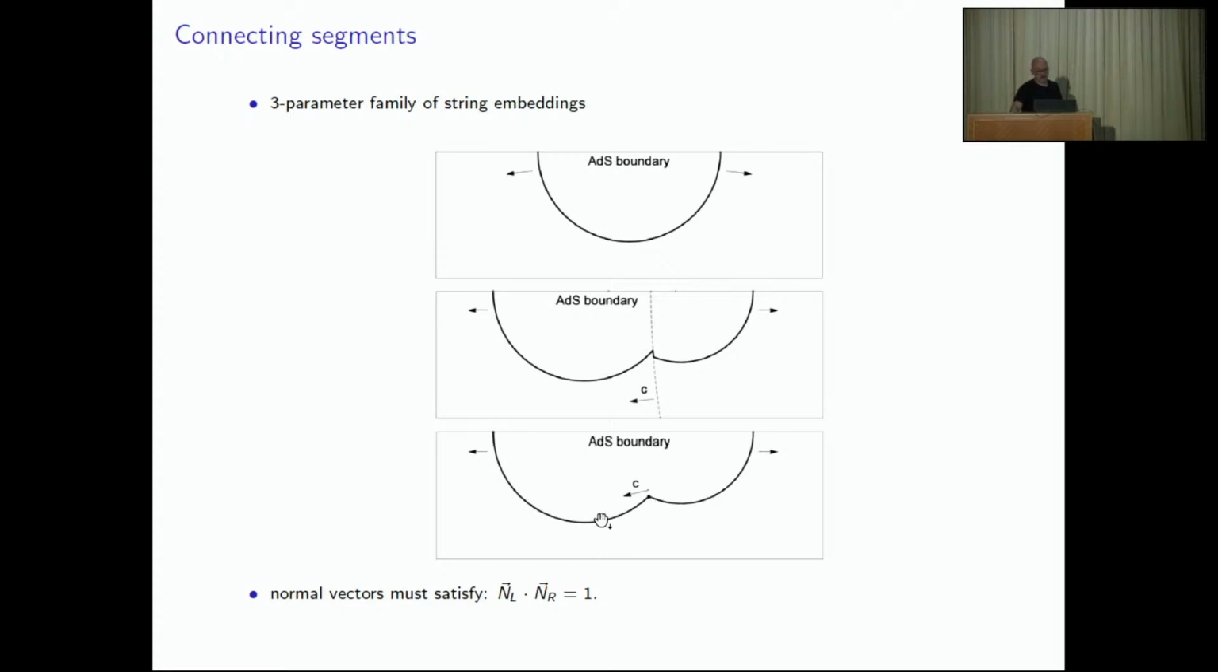So there has to be a constraint for adjacent normal vectors, which turns out that the two adjacent normal vectors, the normal vector for this guy and the normal vector for this guy, have to multiply to 1. Okay, so that's the rule. And this also implies that this kink here moves with the speed of light. You can understand why that is necessary.